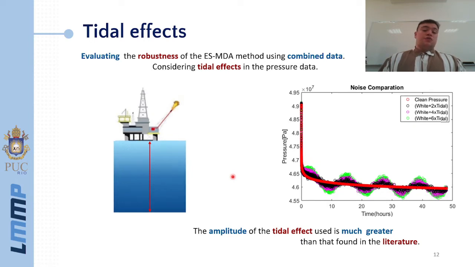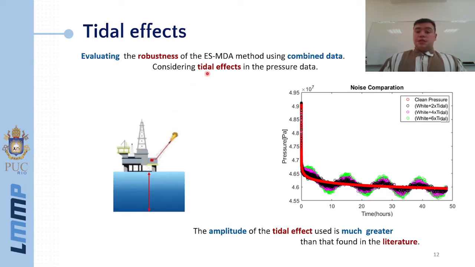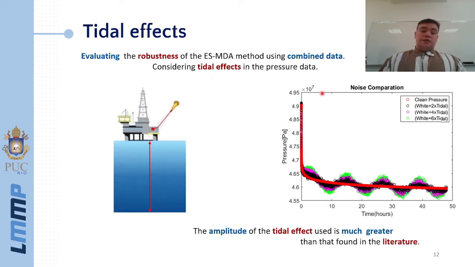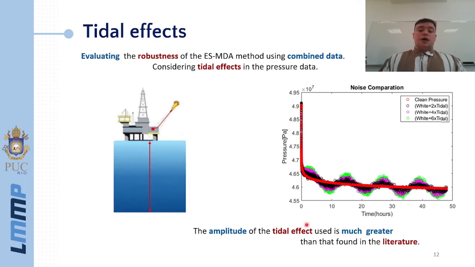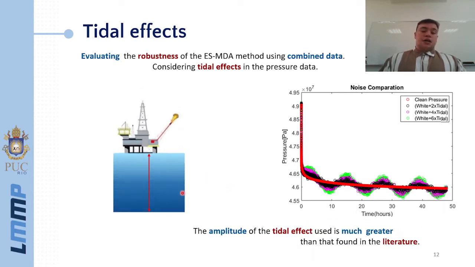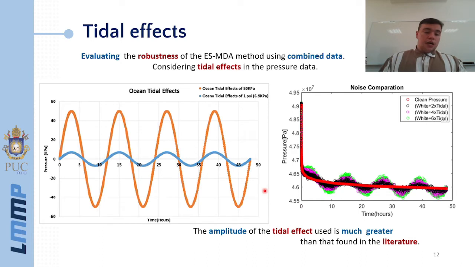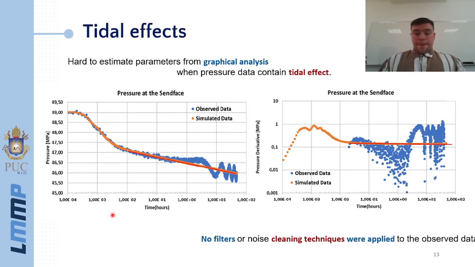In order to evaluate the robustness of the ES-MDA and the benefit of using combined data, harmonic noise was also introduced in the pressure data from the combined observed data to simulate the tidal effects. The magnitude of this harmonic noise is bigger than the magnitude found in the literature, to make this evaluation. Here in blue is the magnitude found in the literature, and in orange is the magnitude used as reference for this work.